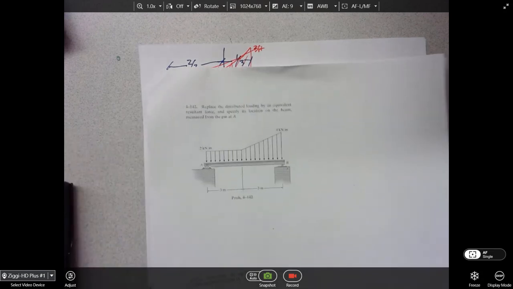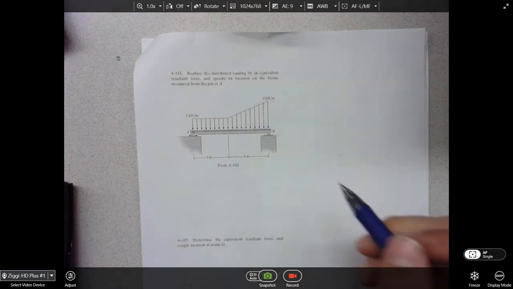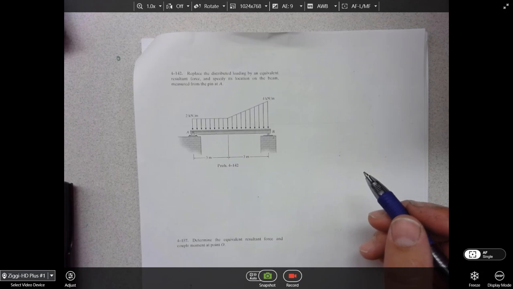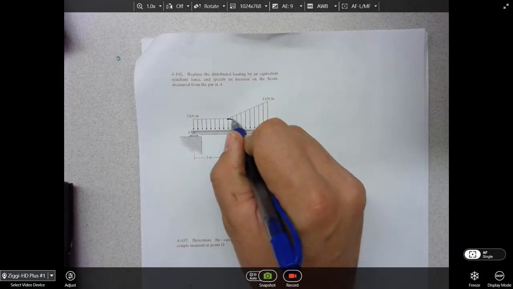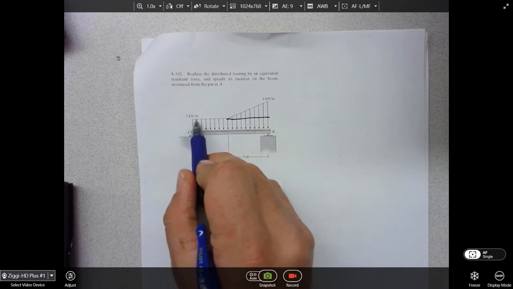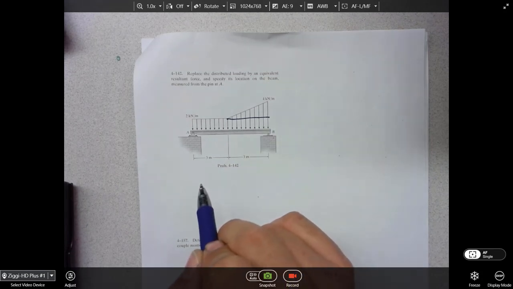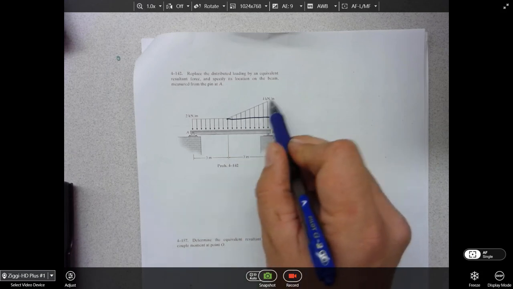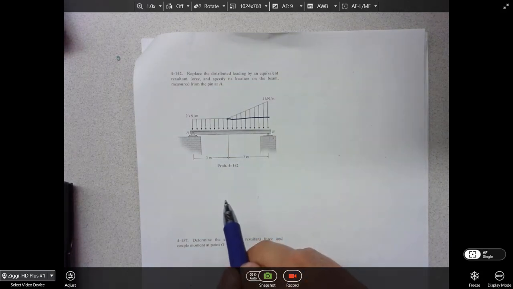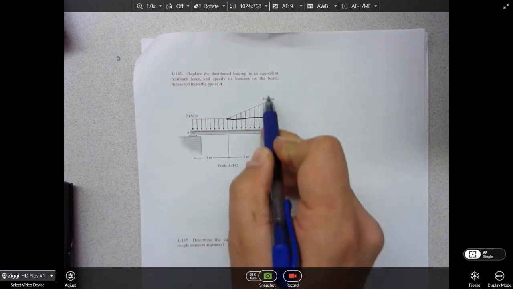So, let's have you do 4142 here. Replace the distributed loading by an equivalent resultant force and specify its location on the beam measured from the pin at A. Before you dive in, how many areas are we going to break this into? Some people say 2, some people say 3. I'm going to say 2, right? You've got one constant 2 kilonewton per meter distributed load, and then you have one triangle load in the corner there, okay? Now, is the magnitude of the triangle load, when you do it, 4 kilonewtons per meter? No. No, right? What would it be? 2. 2, because there's 2 here and 2 there, because this is 2, so it's just going to be 2.